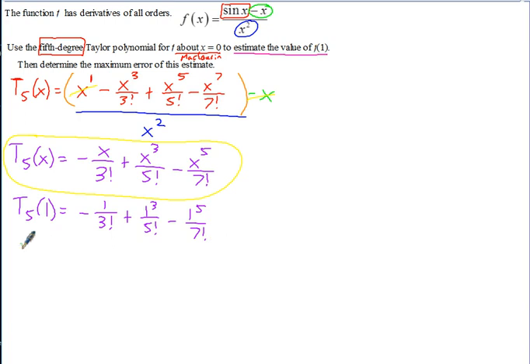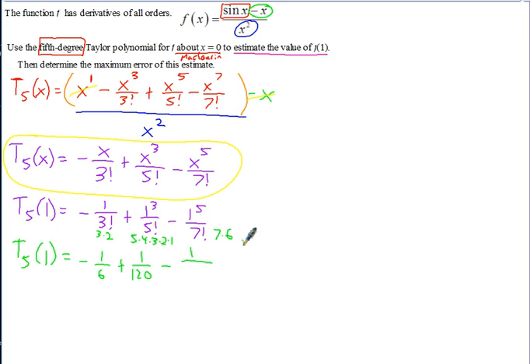So let's see what that gives us. 3 factorial is 3 times 2, so that'd be negative 1/6, plus 1 cubed is 1 over 5 factorial, 5 times 4 times 3 times 2 times 1. So that'd be 20 times 6, so 120. Minus 1 to the fifth is 1 over 7 factorial, which is 120 from the 5 factorial times 7 times 6, which is 42.